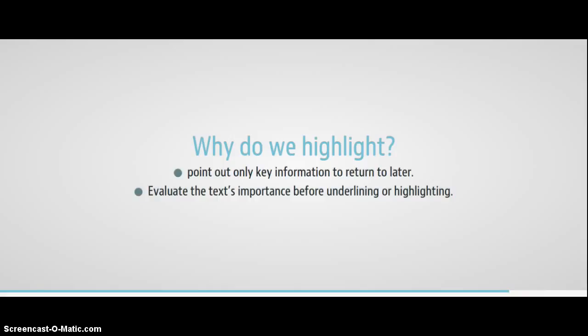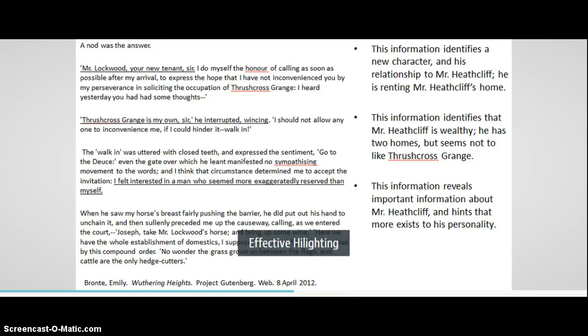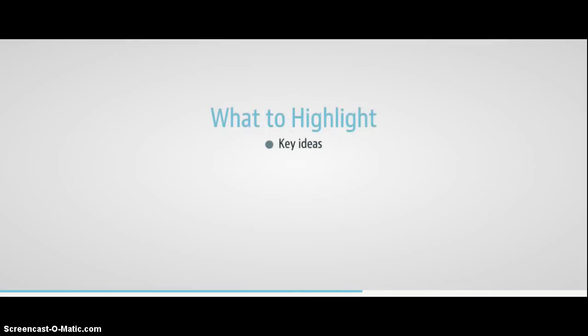Here is the kicker. First, you have to evaluate the text's importance before you highlight or underline. What does this actually entail? Well, you read the text once, and then you go back and highlight what was important. So then you go back and highlight your key ideas, your key events, your characterization, and every time you meet a new character, thematic elements, literary devices. All right? You do not highlight on your first reading. You highlight when you return.